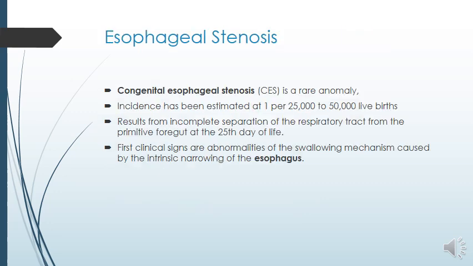Esophageal stenosis. If we look at this, we have a disorder called congenital esophageal stenosis, CES. It's a rare anomaly. The incidence has been estimated at about 1 per 25,000 to 50,000 live births. It results from an incomplete separation of the respiratory tract from the primitive foregut at the 25th day of life. The first clinical signs are abnormalities of the swallowing mechanism caused by the intrinsic narrowing of the esophagus.